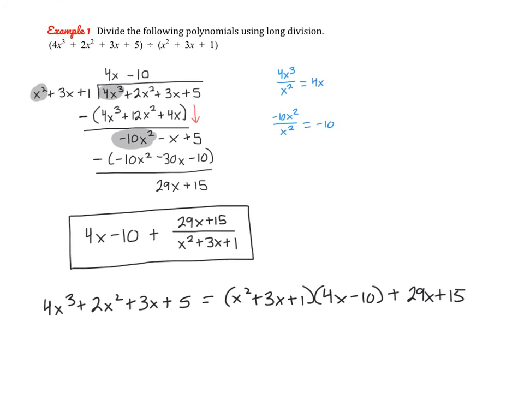So again, this is just a different way to represent what your answer is. I usually like to write it like this. So again, this is your answer, and then this is your remainder. Or again, you could write it as your starting polynomial equals the product of your two answers plus your remainder.